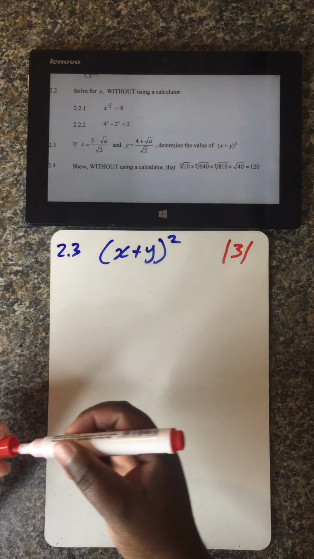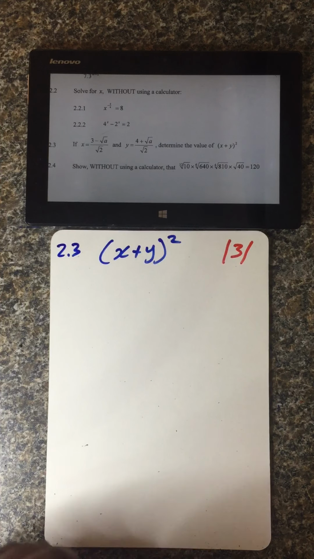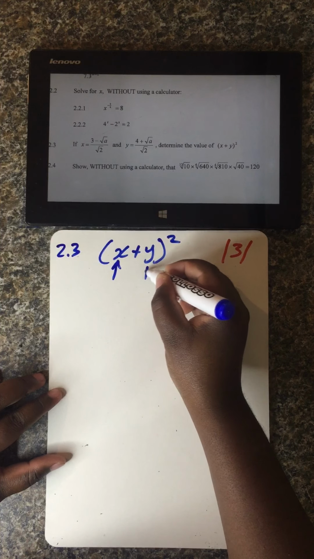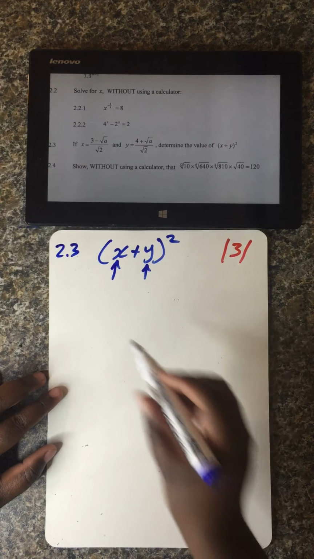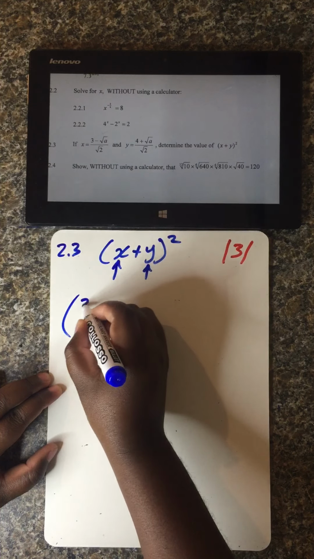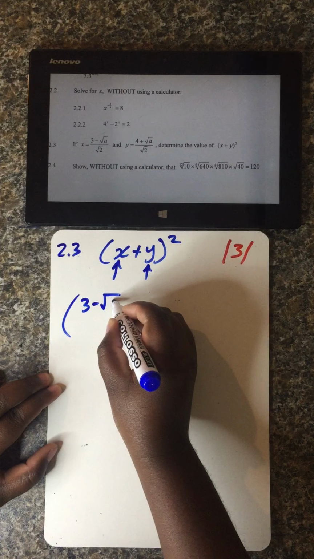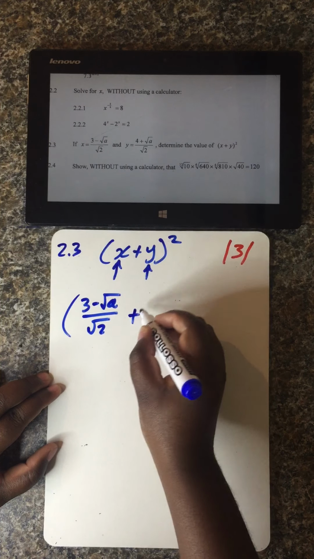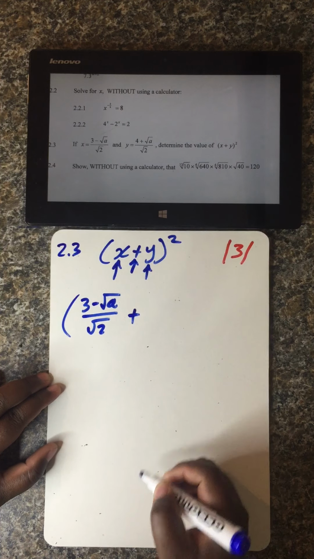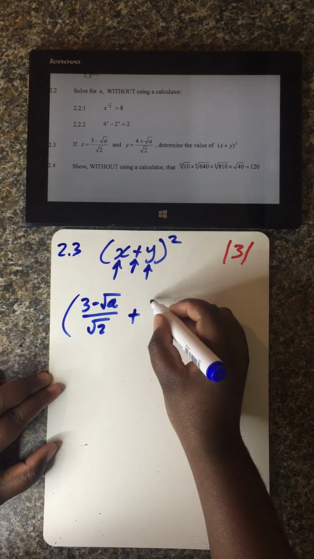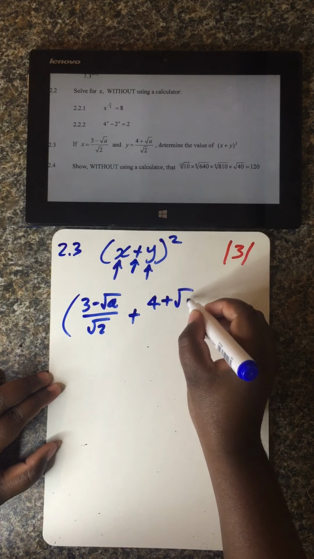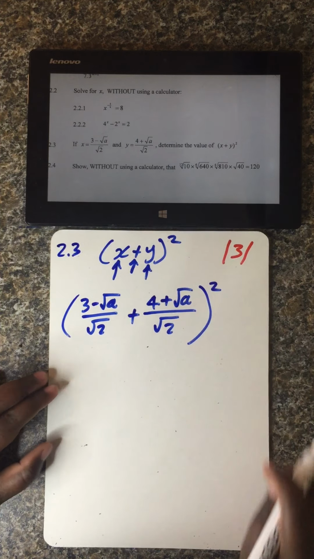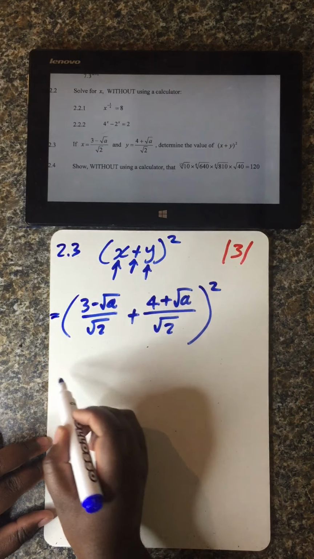For the fact that it's allocated 3 marks, guys, it's not that complicated. It's straightforward. You just substitute your x and your y value by the information that you're given. Very, very much important, guys. They said x is 3 minus square root of a over square root of 2. Then in between you've got that positive sign, and then we just substitute with y, which is 4 plus square root of a all over square root of 2. Remember to close and square. Very, very much important, ladies and gentlemen.